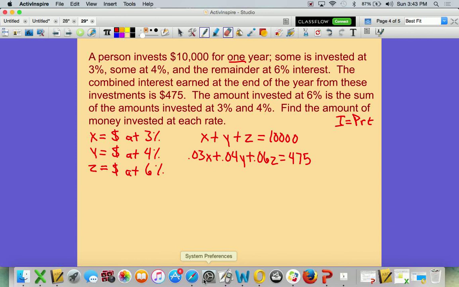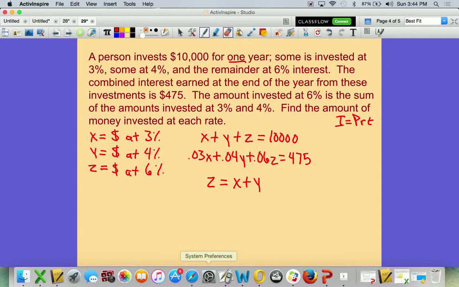From there, the amount invested at 6% is the sum of the amount invested at 3 and 4. Now, each one of these are the amounts. So the amount invested at 6% is not 6% times z. It is just a z, equals the amount invested at 3 and 4, the sum of those two. So z equals x plus y. Alright, now we've got 3 equations, 3 variables. Now we're ready to solve this.